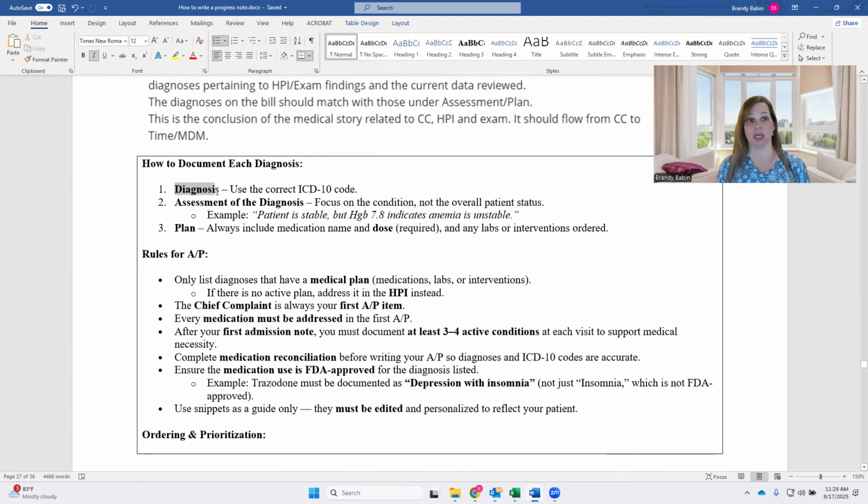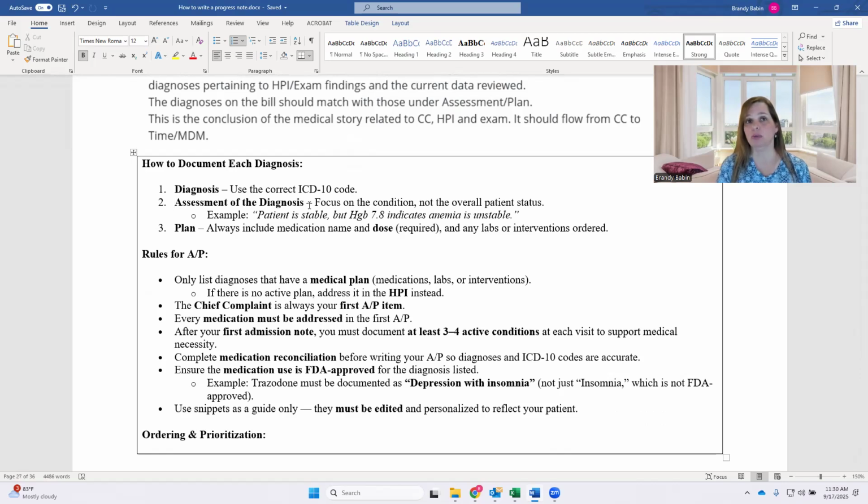Your first word is going to be your diagnosis. You can use the ICD-10 code if you want. So it could be N39 UTI. Then you're going to do the assessment of the diagnosis. Please remember, it is not the assessment of the patient. It is the assessment of the diagnosis.